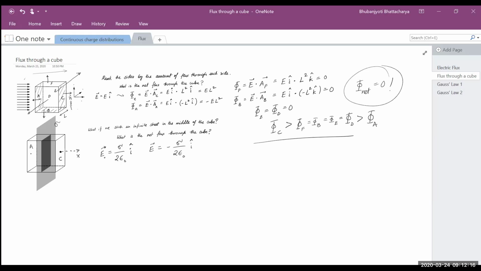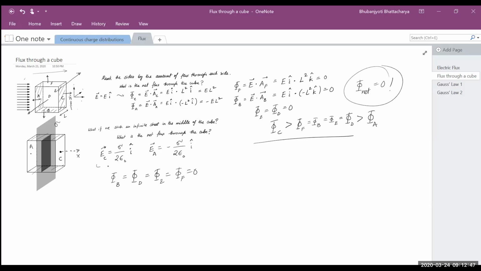Okay, so this is EC, this is EA. The electric field is constant and it's always parallel to the x direction in this picture, which means that if I try to find the flux through any other surface other than A and C, I'll still get 0, just like the previous case. So phi B, phi D, phi E, and phi F will still be 0.